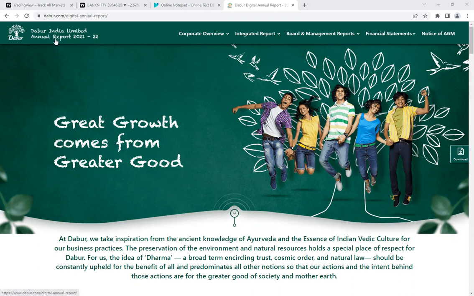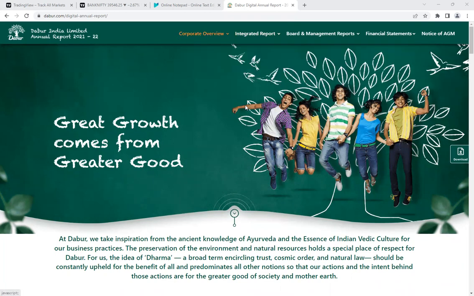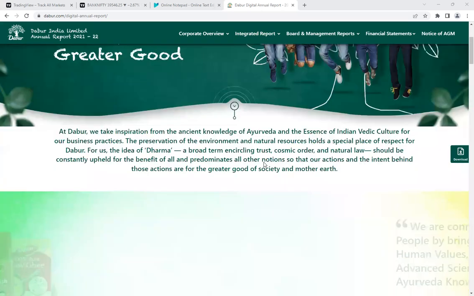That means whatever information they provide in this report is for the complete year. For the complete year, what they did, what the performance is, what the revenue is, and what profits they generated for this complete financial year. So all the information here is for the complete year.